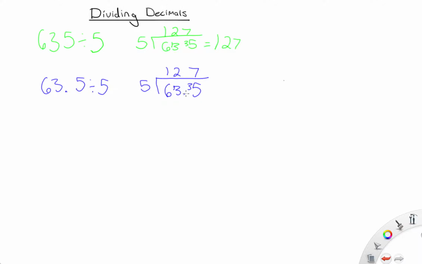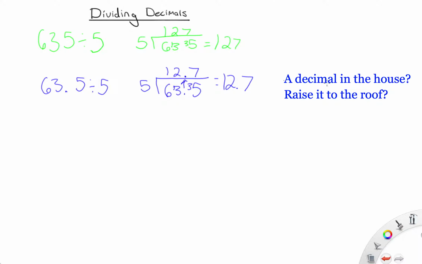So now we've got this decimal point right here. The only thing we have to do, if there's a decimal in this box or in this little house, we just raise it up above the house. So we raise it to the roof here. So our answer is going to be 12.7 or 12 and 7 tenths. So our rule for this type of question is if there's a decimal in the house or in this little box, you just raise it up to the roof.